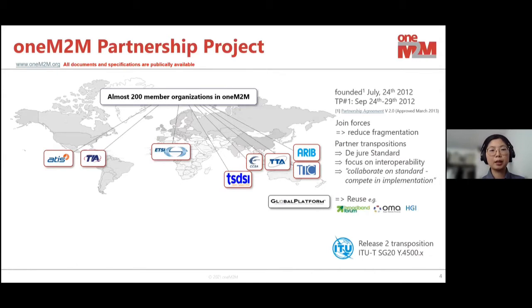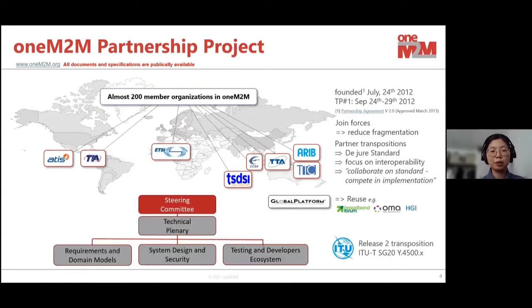oneM2M is a global partnership project. We were founded in 2012. For the moment, we have almost 200 member organizations globally. We have members in North America, Europe, India, China, Korea, Japan, and our goal since the beginning is to reduce fragmentation regarding IoT standardization and to build global oneM2M standards.